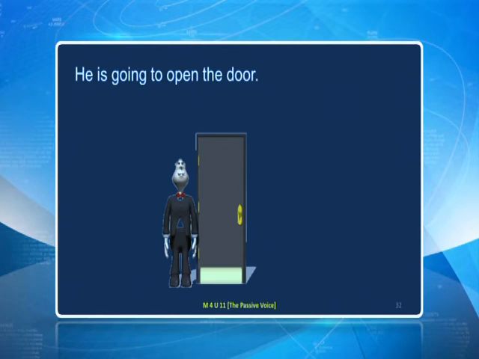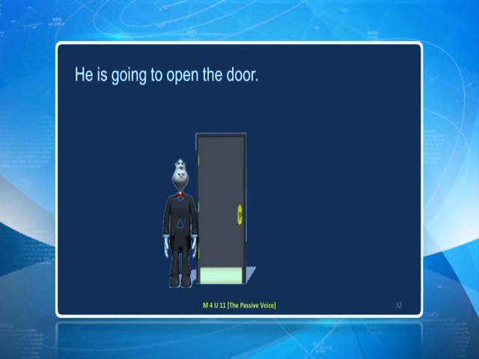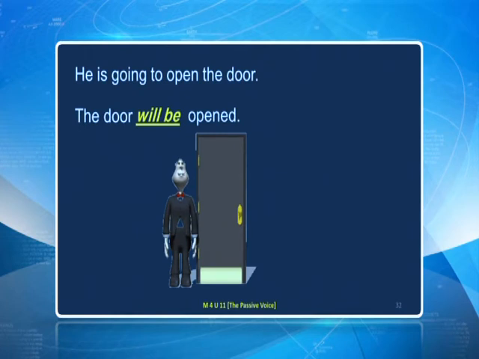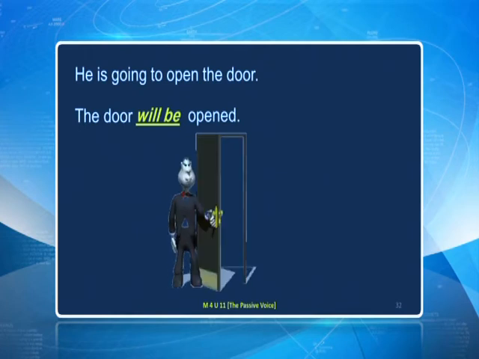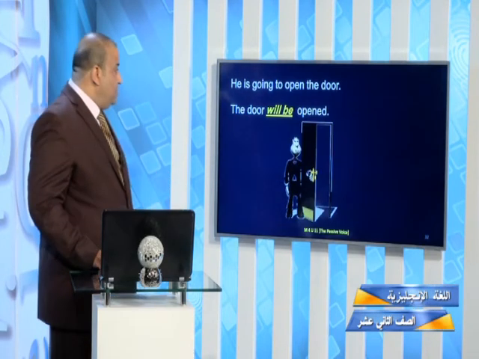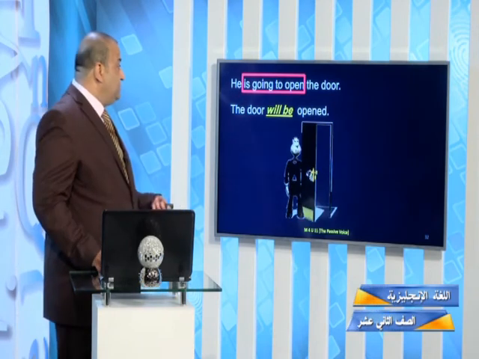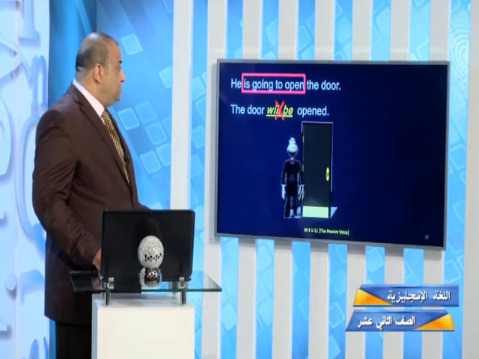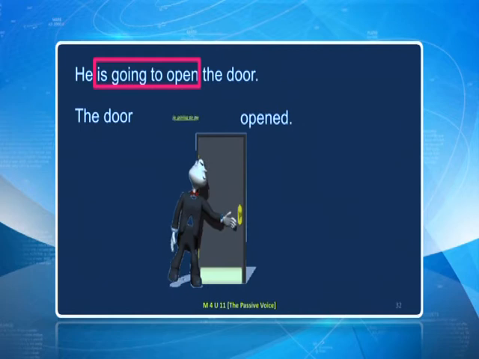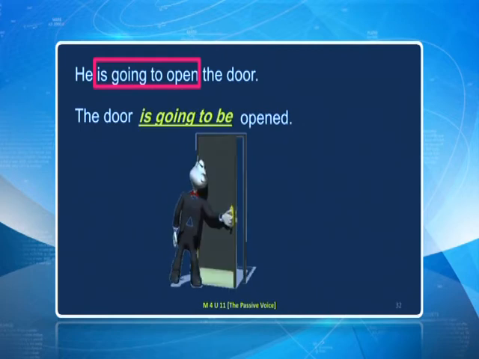Let's move to another example. He is going to open the door. This is one kind of expressing the future tense in the English language by using be going to plus the verb. Some of you may give the following answer: the door will be opened, thinking that future forms can replace each other, which is not correct. So here you have to focus on the original tense of the verb, which is going to open. So will be is not correct. The correct answer should be the following: the door is going to be opened. And here we have to stick to the same tense.